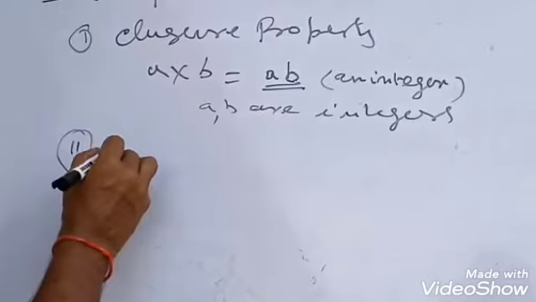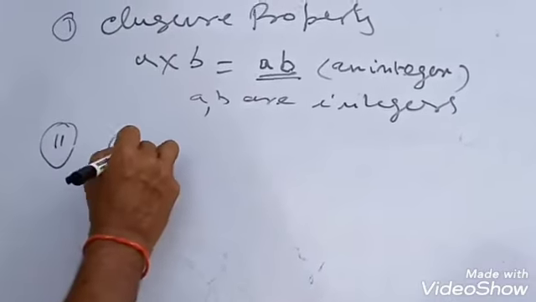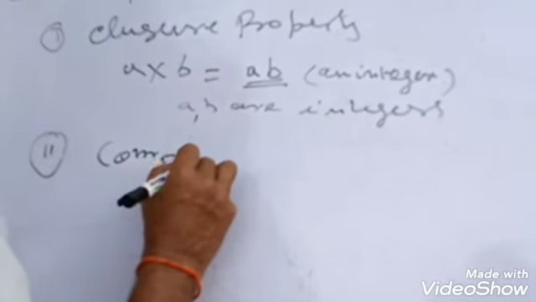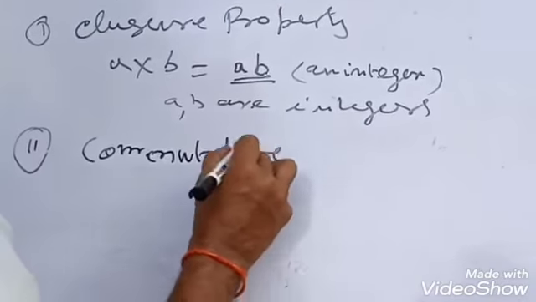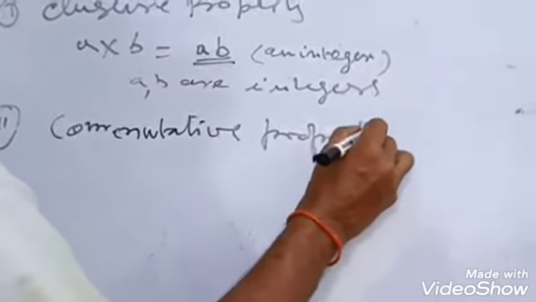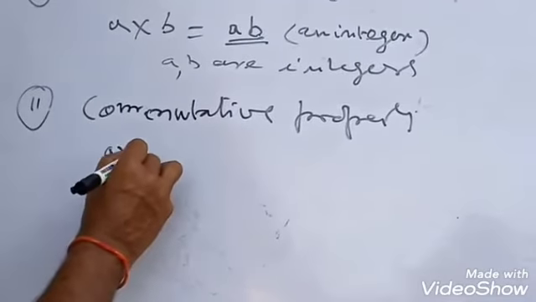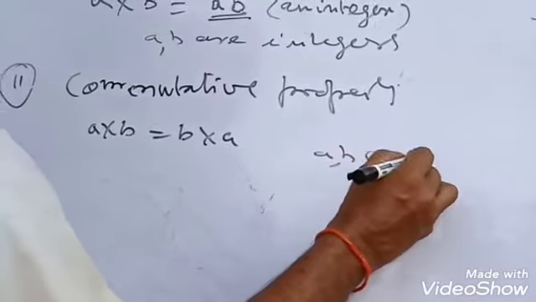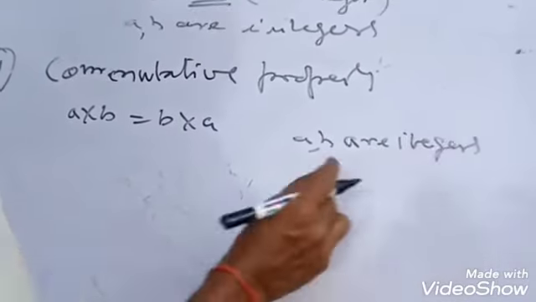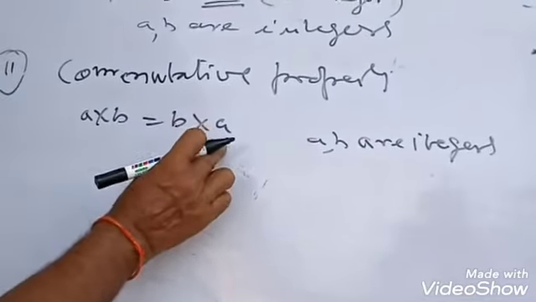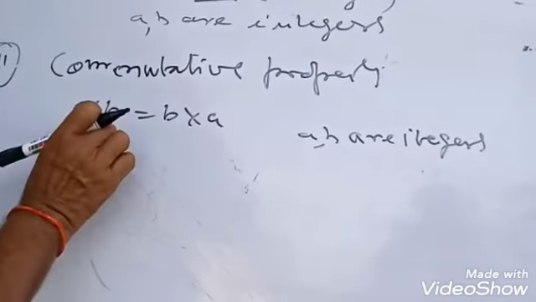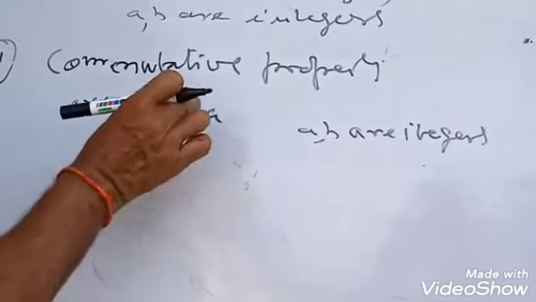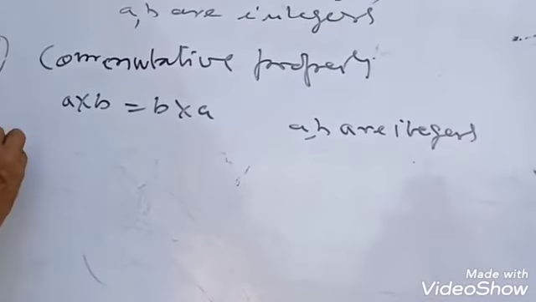The second is commutative property. A into B is equal to B into A. A and B are integers. Then A into B we can multiply. A into B and B into A, both values will be the same. This property is known as commutative property.